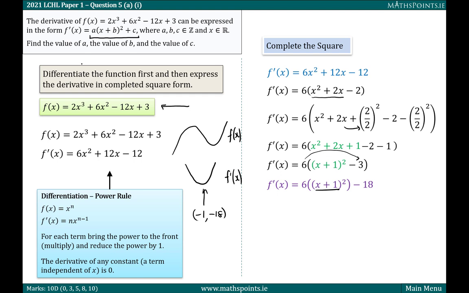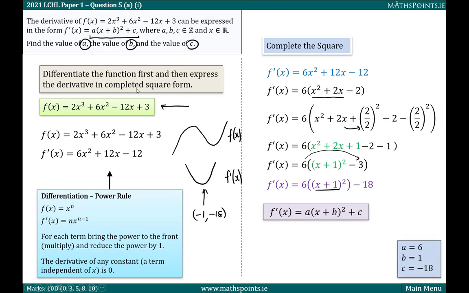Now in this question they asked us what is a, b, and c, so we just match it up from the expression that was given, and we have a is 6, b is 1, and c is minus 18. Okay, let's have a look at another one.